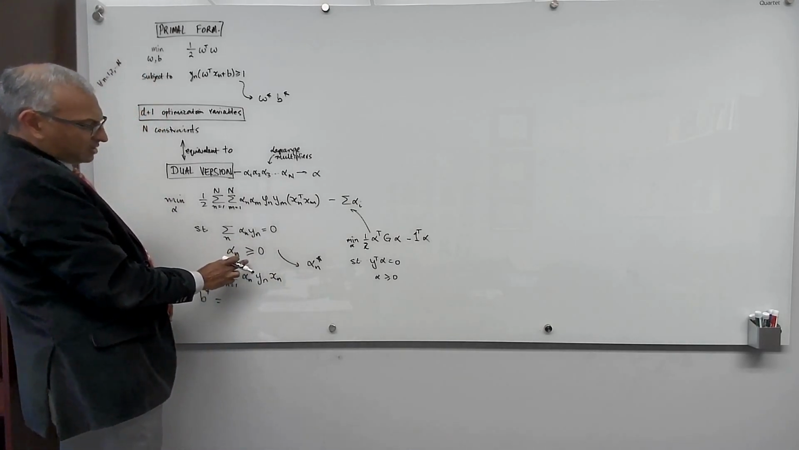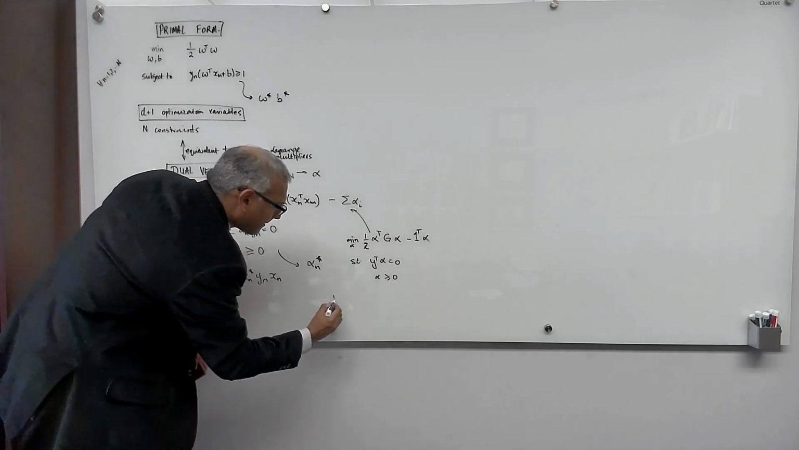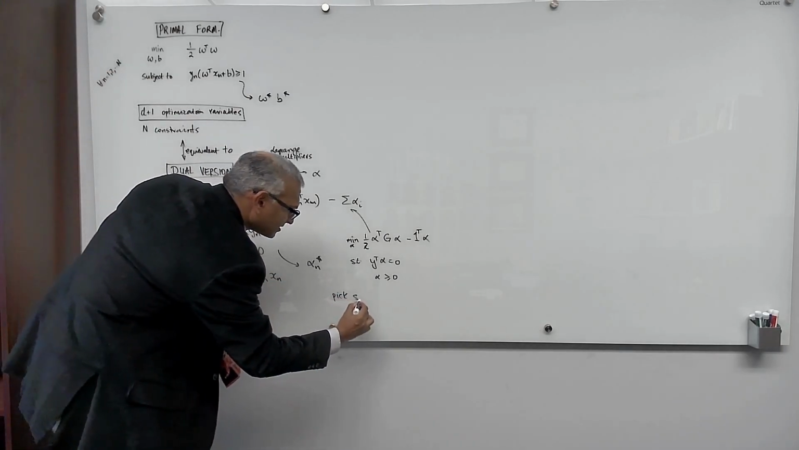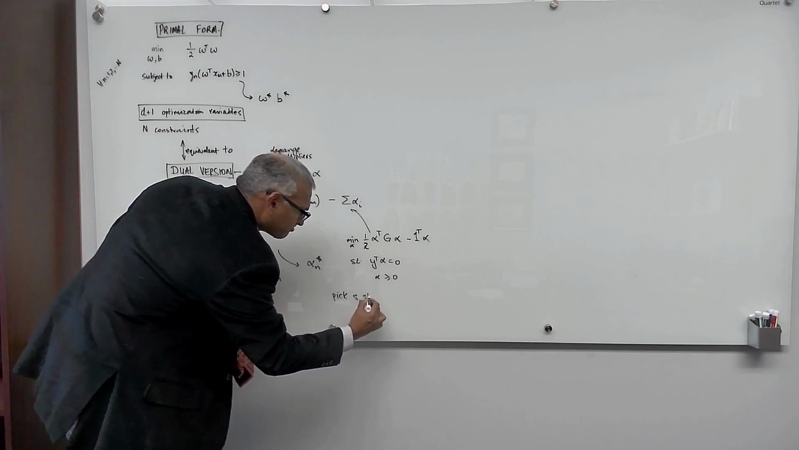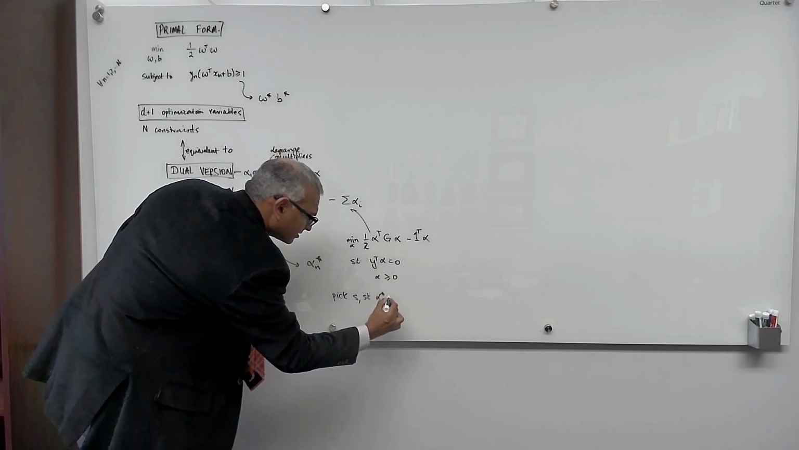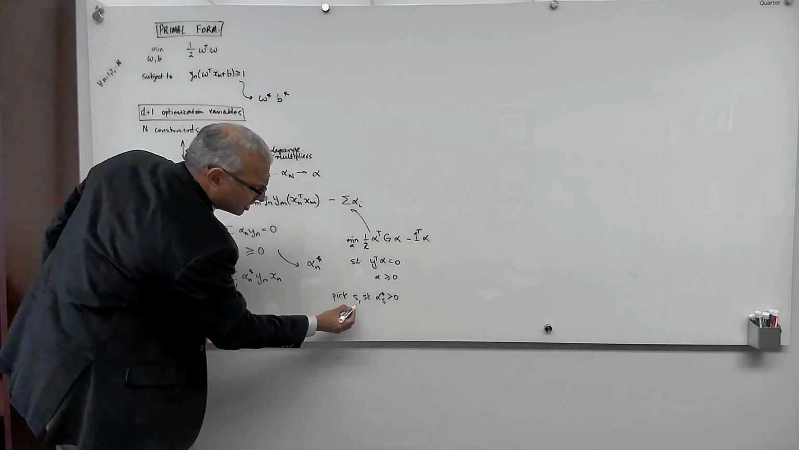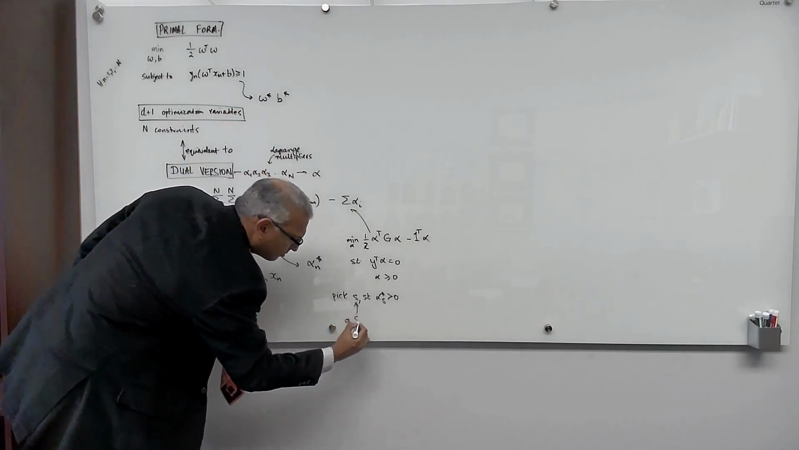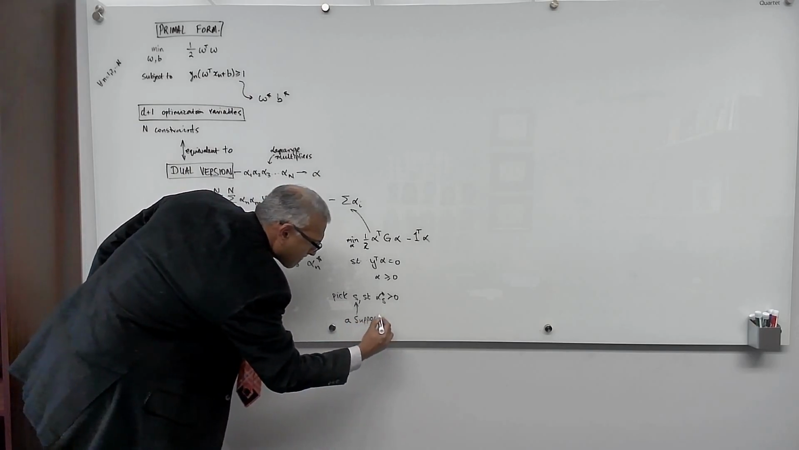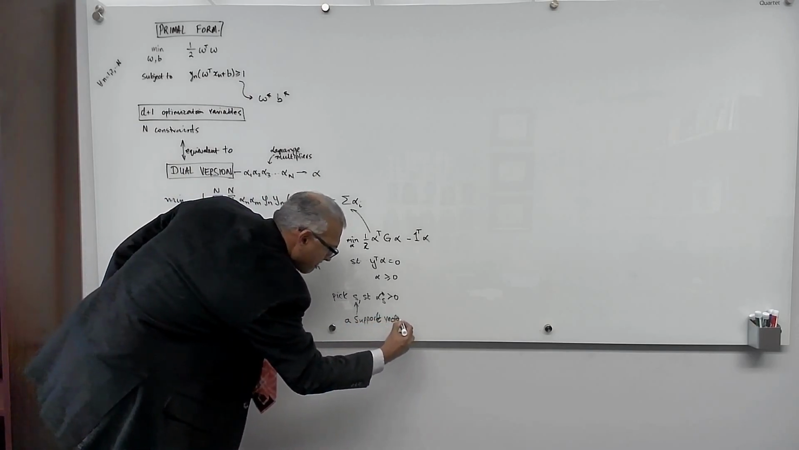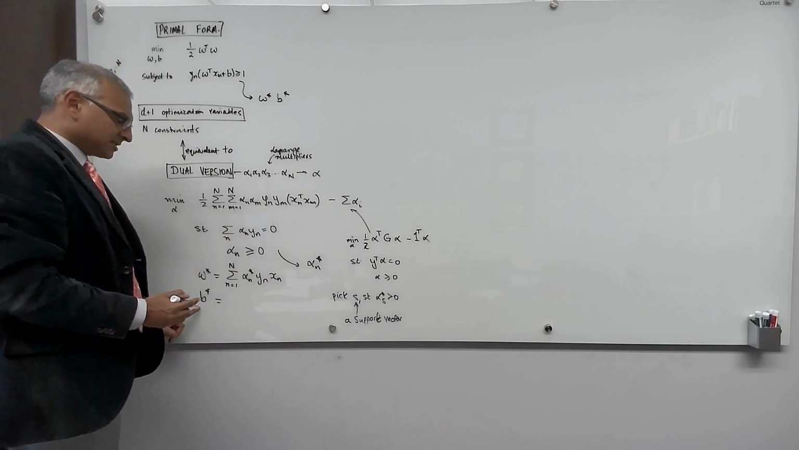So the alphas can be either 0 or strictly positive. So pick S such that alpha star S is greater than 0. Such an S is called a support vector, and we'll see why shortly. Okay? And then B star is very simple.